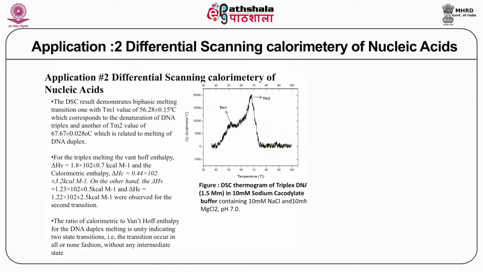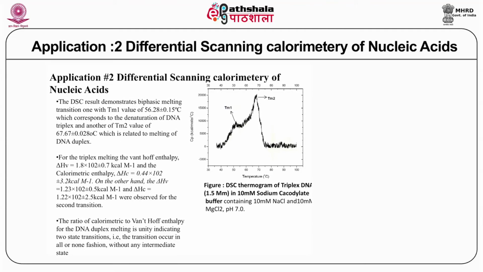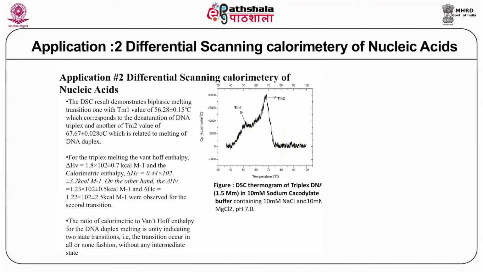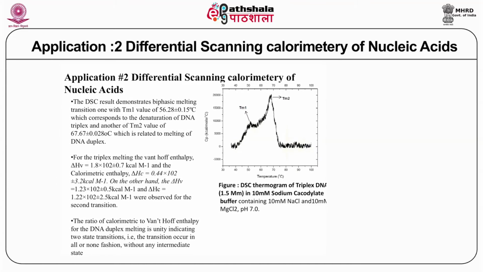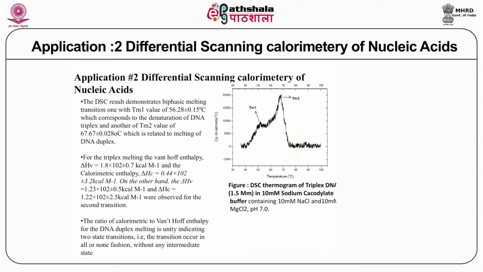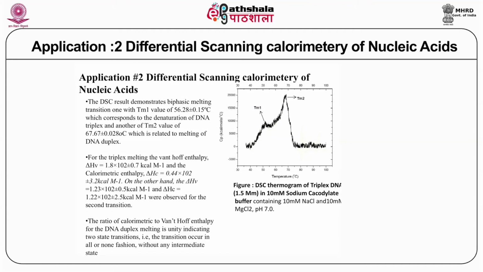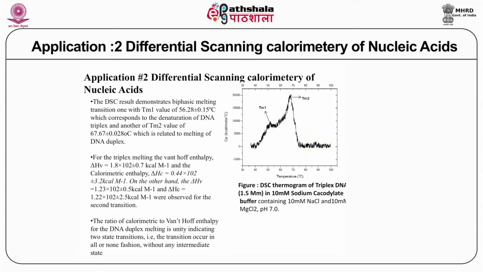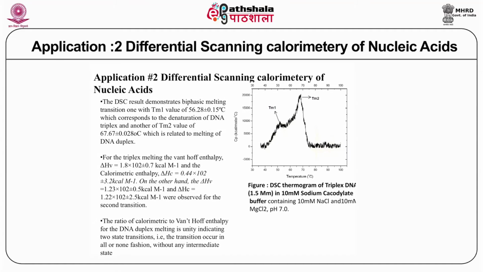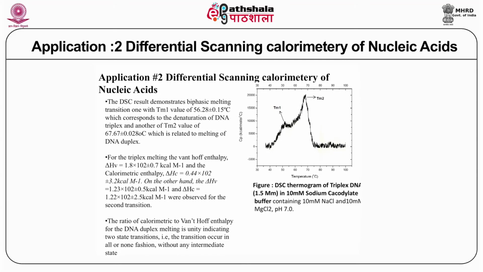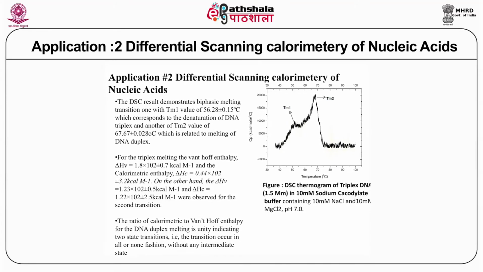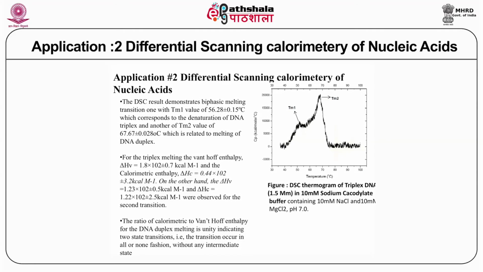So, we talked about the protein. Now, we will be talking about differential scanning calorimetry of nucleic acids. Here we show the DSC of a triplex DNA from our laboratory in 10 millimolar sodium cacodylate buffer, and how Tm1 and Tm2 tell you about the denaturation process. As you know, the DNA triplex has 3 strands. The third strand has weaker binding through Hoogsteen base pairing, so Tm1 will be the lower melting temperature. So, the third strand comes out first, or dissociates.